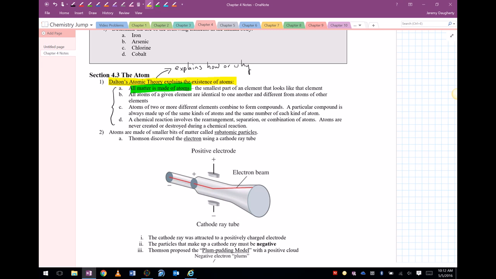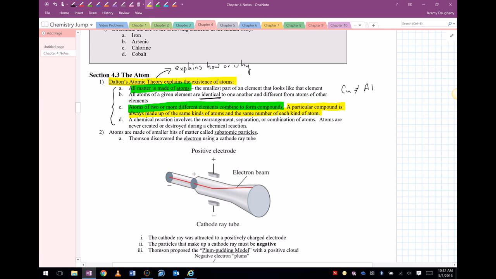So Dalton went on to say that all atoms of a given element are identical to one another and different from atoms of other elements. Now we know that they're not all identical, but what he's saying is that a copper atom looks like copper and an aluminum atom looks like aluminum, but a copper does not look like aluminum. He defined compounds: atoms of two or more different elements combined to form compounds. And then he also went on to say that a particular compound is always made up of the same kinds of atoms and the same number of each kind of atom.